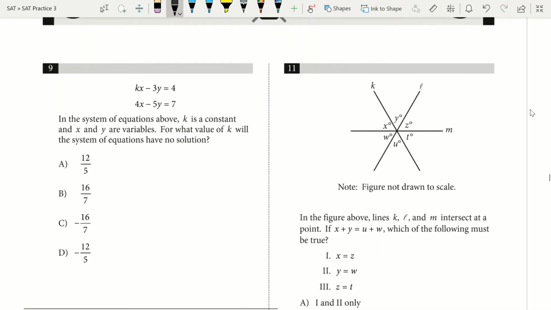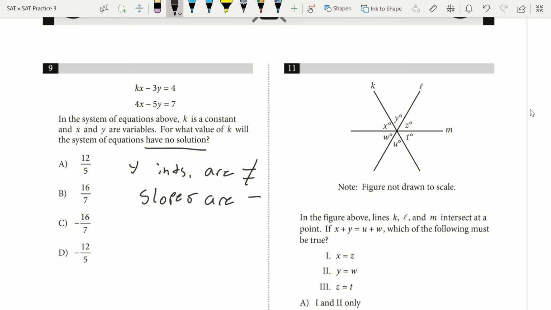Question 9. In the system of equations above, k is a constant and x and y are variables. What value of k will make the system of equations have no solution? So no solution will occur when the y-intercepts are not equal and the slopes are equal, right? So we can see right here with our 4 and our 7 that our y-intercepts aren't equal, so we're all set there.